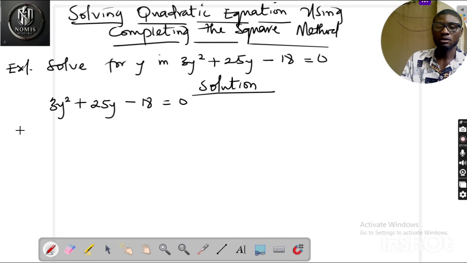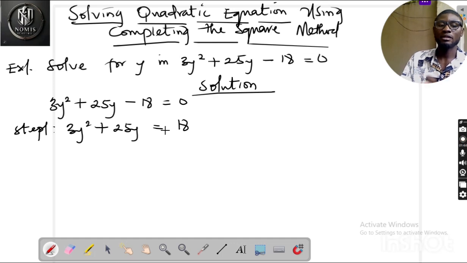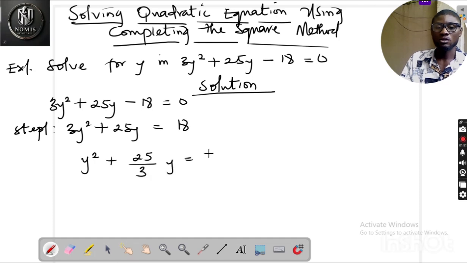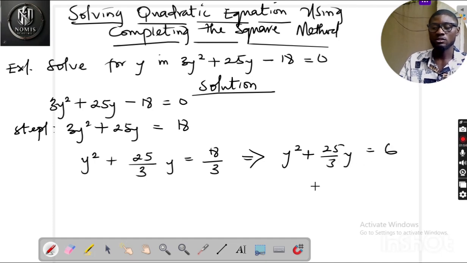So step 1, take the constant, that is minus 18, to the right hand side of the equation. That is 3y squared plus 25y equal to 18. So now that this has been done, divide both sides by the coefficient of y squared. So that's step 2. So when you divide that, this becomes y squared plus 25 over 3y equal to 18 divided by 3. So that makes this to become y squared plus 25 over 3y equals to 6. So this is what we have now.